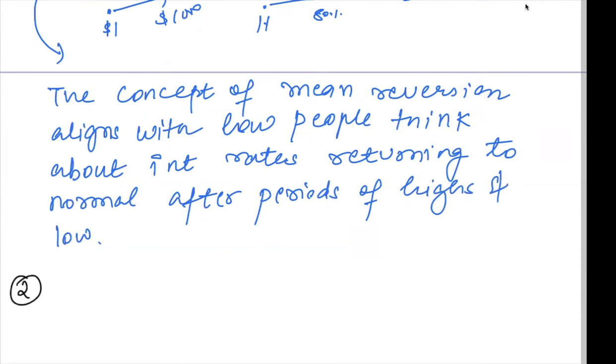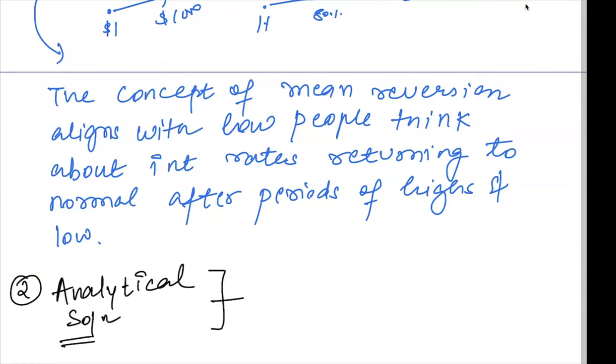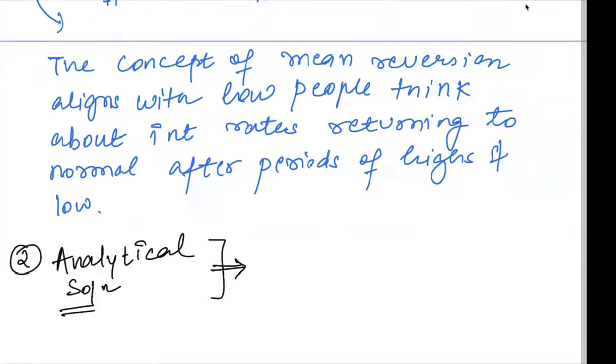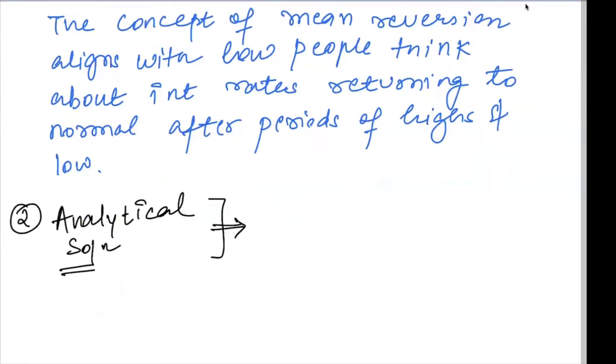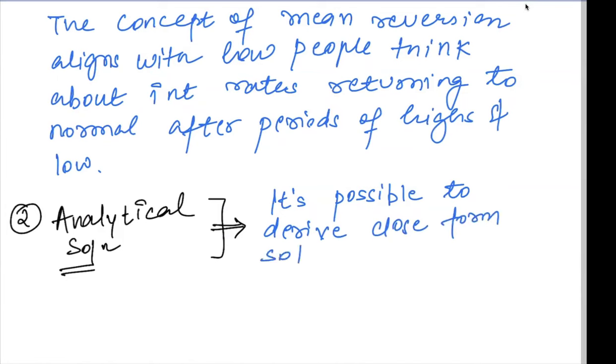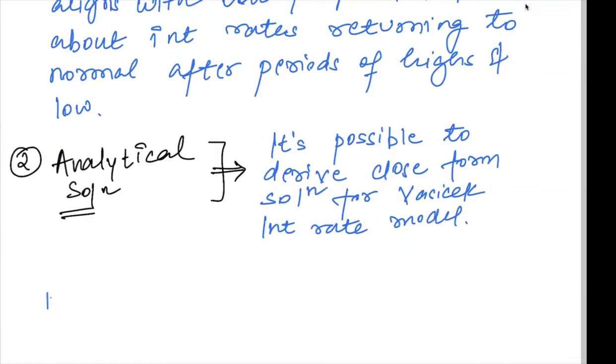The second thing is, it has an analytical solution. How many of you actually know what an analytical solution is? Analytical solution basically means it is possible to derive a closed form solution for the Vasicek interest rate model. If you have studied the Black-Scholes model, you used to solve it by solving the PDE. When you solve the PDE, that is nothing but your analytical solution.